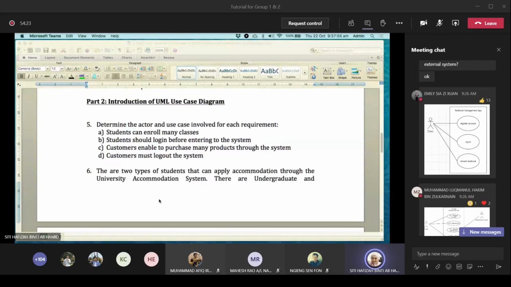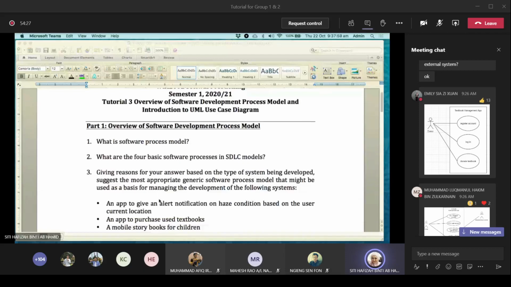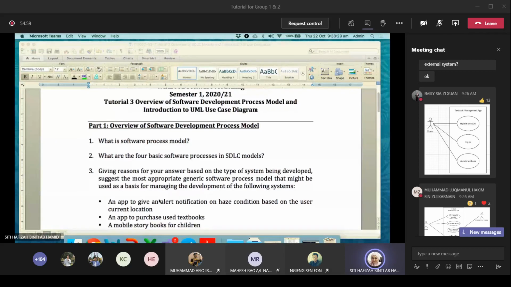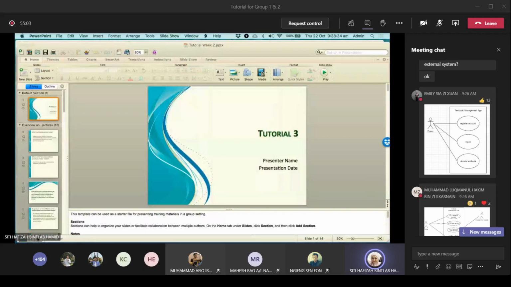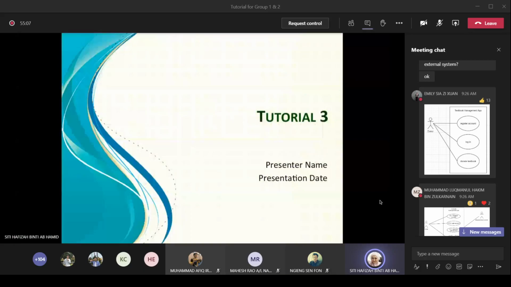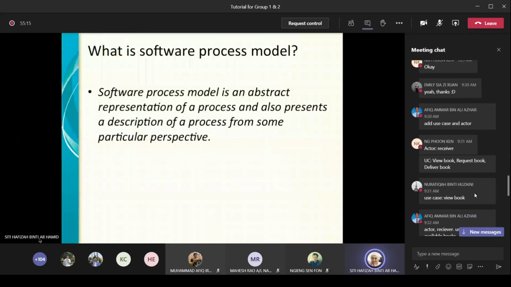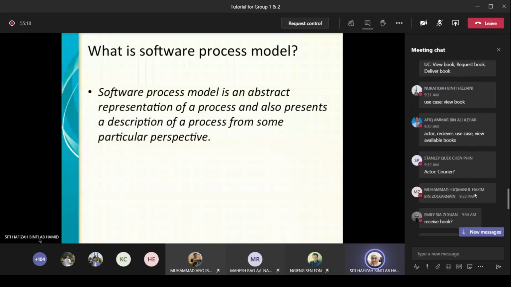Right, so the other part is the first part, which is this one. What is a software process model? Okay, what is your answer? Anyone? Abstract representation of software processes. Okay, correct. I will give you this. An abstract representation of a process that also presents a description of a process from some particular perspective.